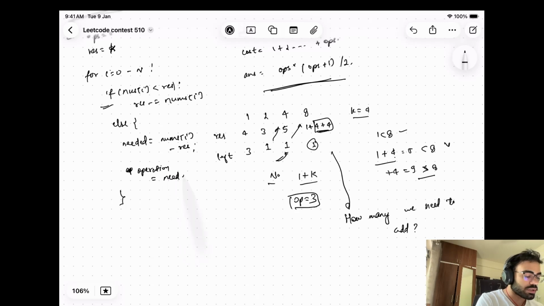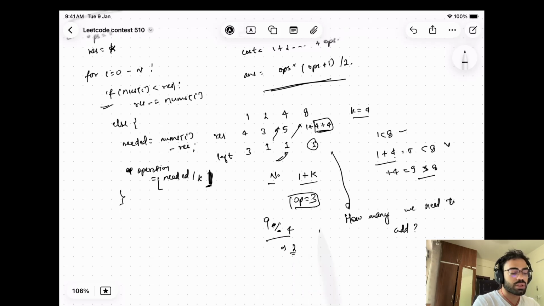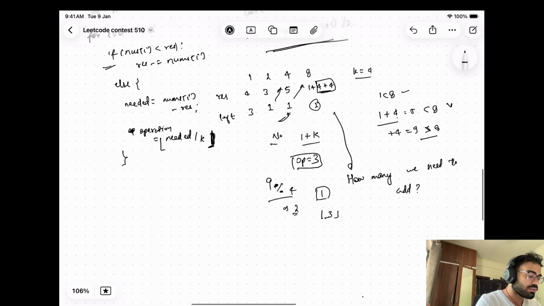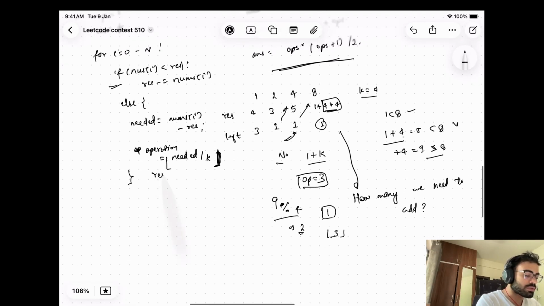So what I'm going to do is needed divided by k, and I'm going to take the upper bound of this one. Let's say if it's 9, 9 divided by 4 comes to 2, but there is one more resource left, so we'll take it as 3, the ceil value.